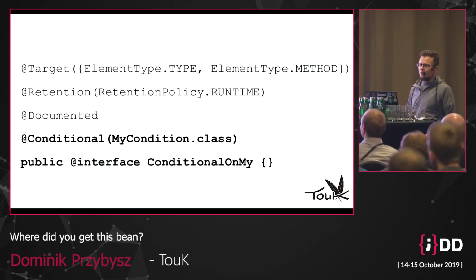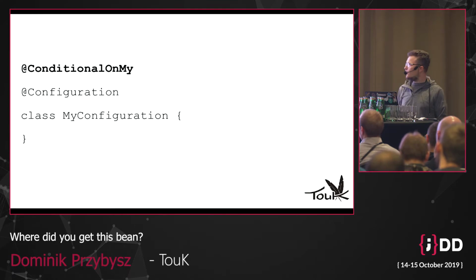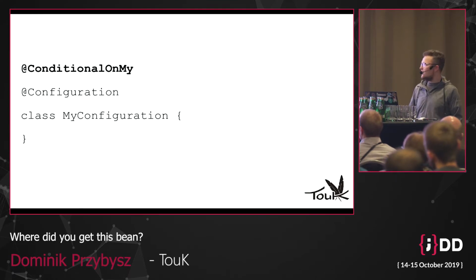Of course, we could define our own annotation, ConditionalOnMy, for example, annotated with conditional, and now the only thing we have to do is to put the ConditionalOnMy on, for example, our configuration class, like any other conditional annotation. But the problem with this condition is that it is not aware of any parameters. It's just a simple annotation without anything. So we have to define all the things inside this condition.